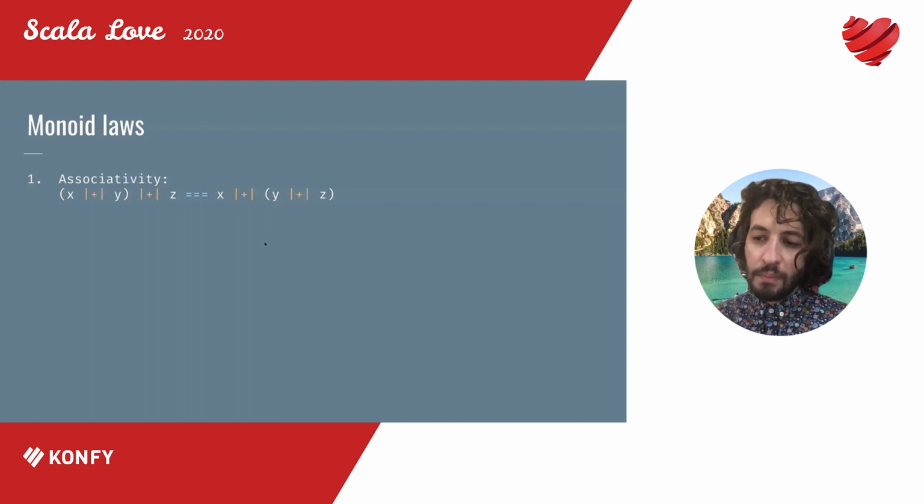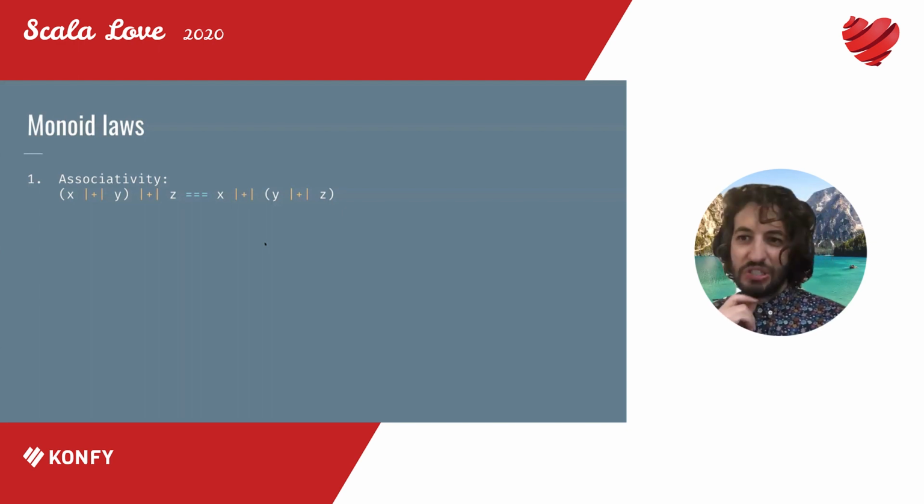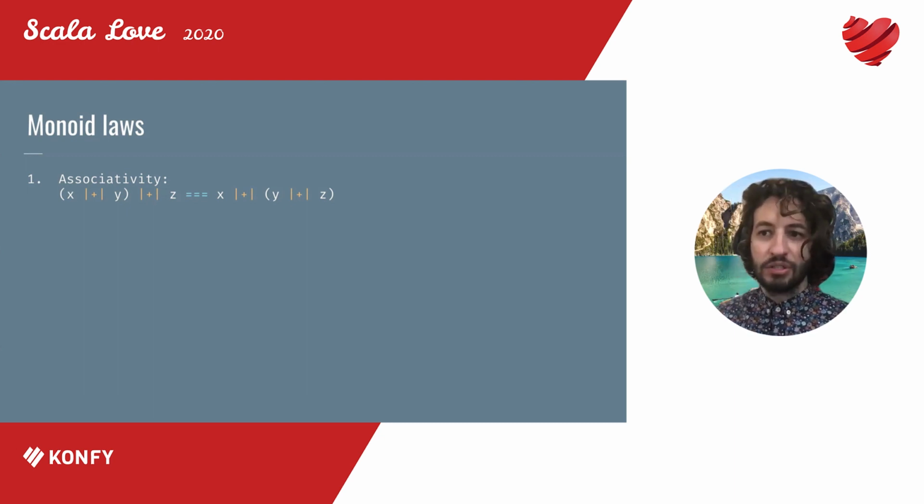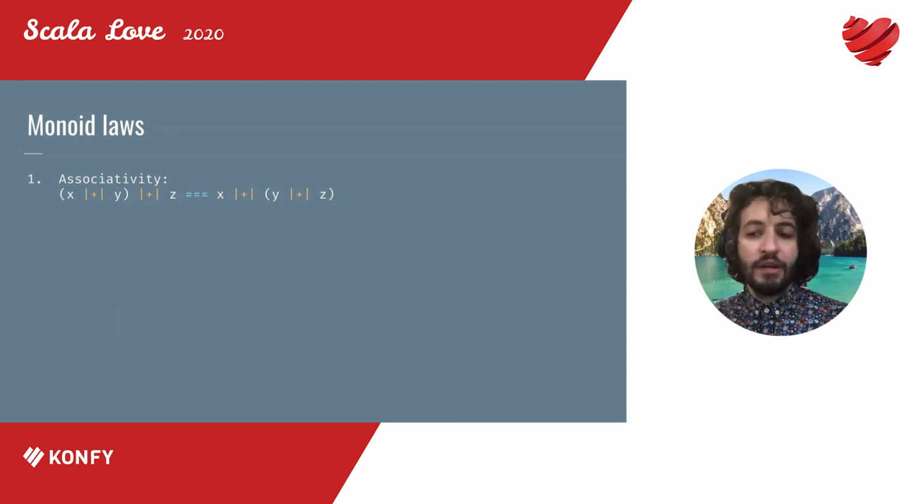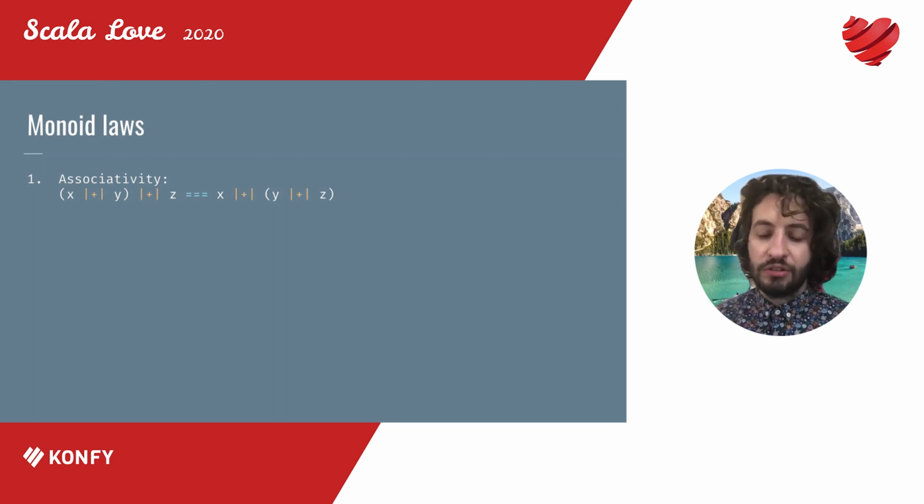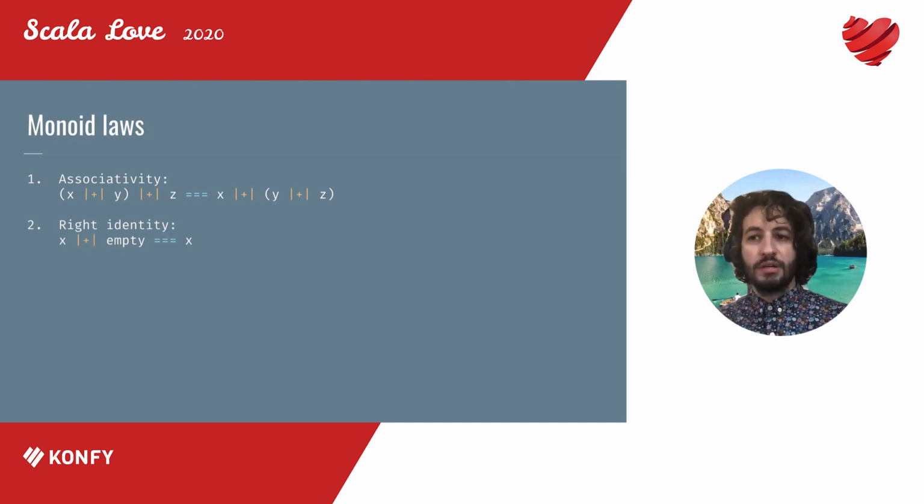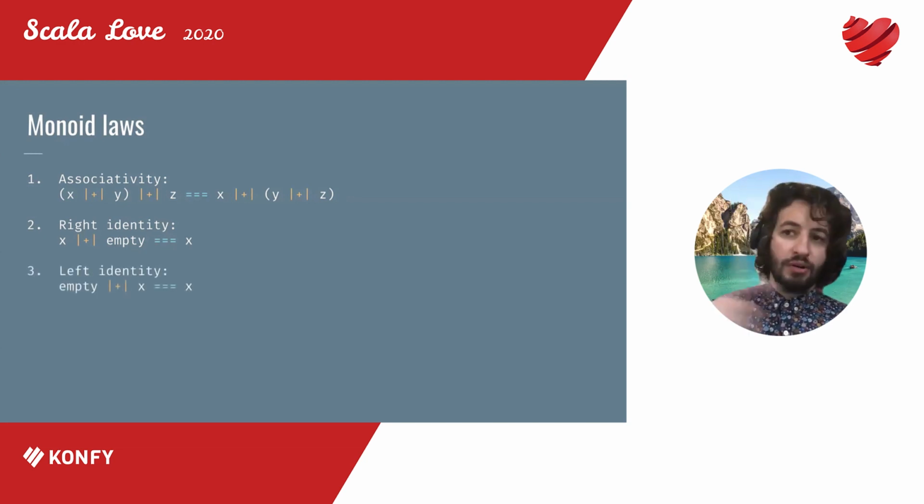And this may seem obvious, like something every monoid should do, just some intuitive thing because most numbers work that way. But it's really important, and we will see in a minute why. And then we also have this law called right identity, where if we combine something with empty, it has to stay the same. So basically it doesn't modify it at all. And the same goes if you put it on the left. So empty plus x is also x.